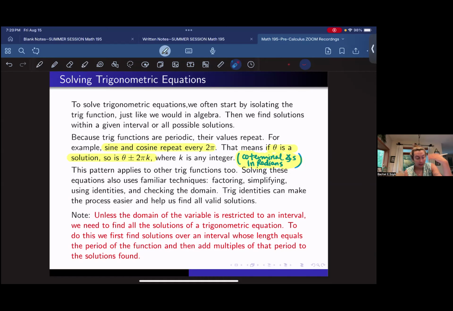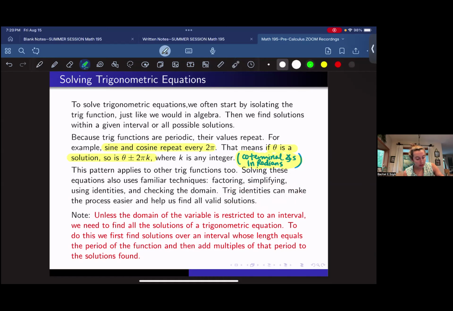And another thing to keep in mind, and we'll really realize this during the section, is the fact that trig identities can really make the process much easier when we are trying to solve these trig equations.